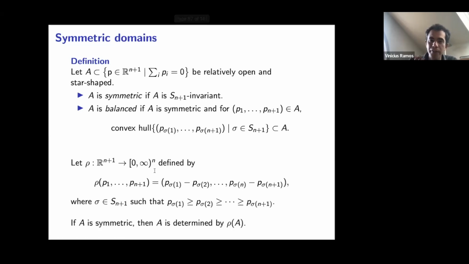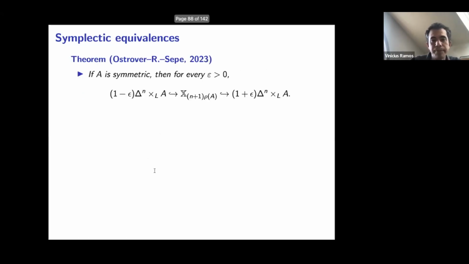And one thing that you can notice is that if you have a symmetric set, then A is determined by its image by rho. Okay, that's again a simple exercise. So what we can prove is, for every symmetric set A, that the Lagrangian product of that particular simplex and A is symplectically equivalent to a toric domain.